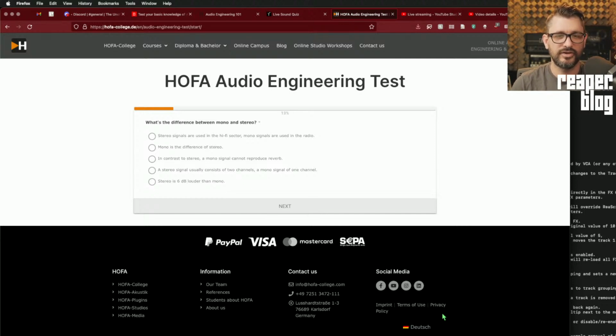In contrast to stereo, a mono signal cannot reproduce a reverb. A stereo signal usually consists of two channels, a mono signal one channel. Stereo is 6 dB louder than mono. So we're going with option number 4.